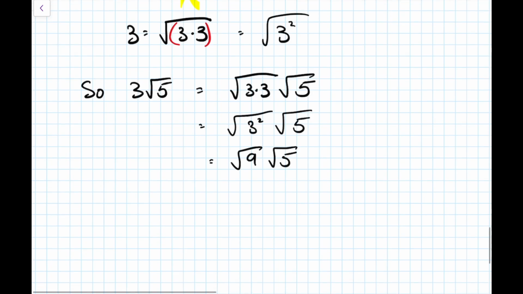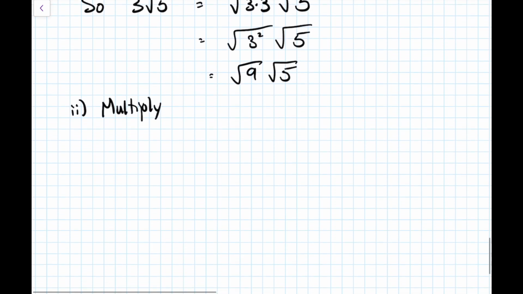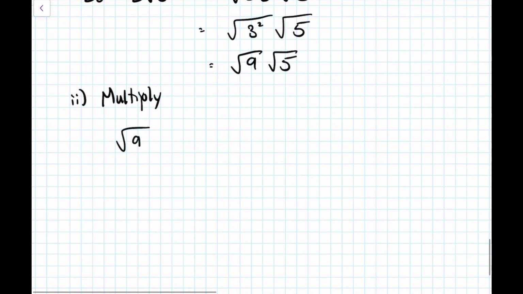From there, well, now we've got 2 roots, so we can just multiply them together. So the square root of 9 times the square root of 5 is the square root of 9 times 5, which is just the square root of 45.